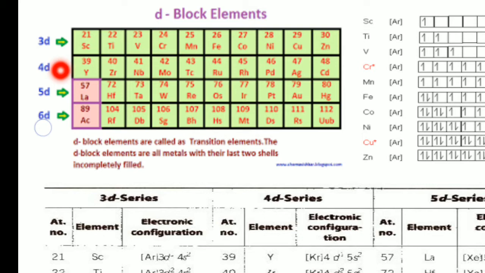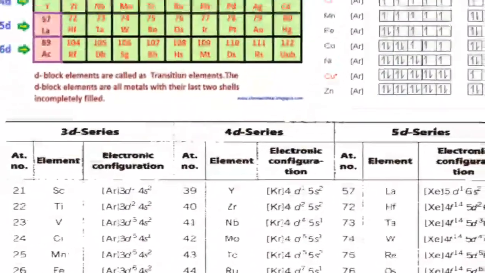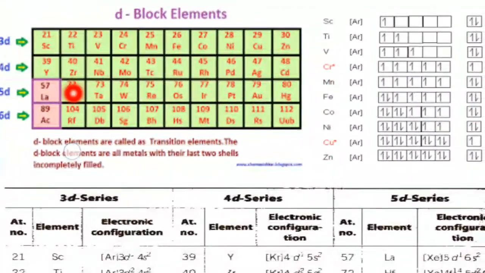But not all the d block elements have completely filled d orbitals. Most of the elements have incompletely filled d orbitals. We already saw the electronic configurations of elements of the different series. Such kind of elements which have incompletely filled d orbitals in their outermost level, d orbital or any other orbital also, possess some special properties.